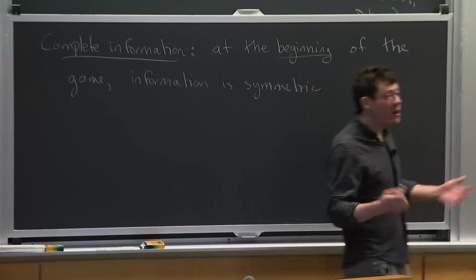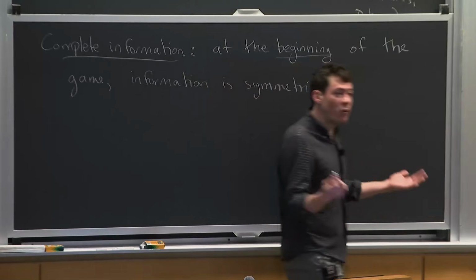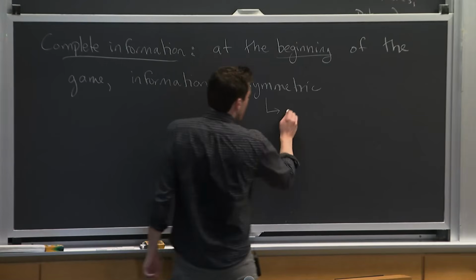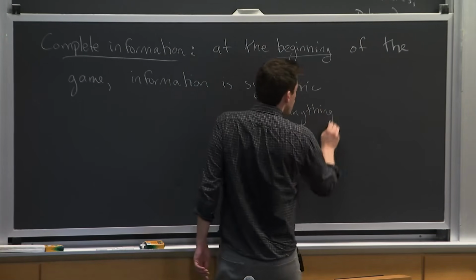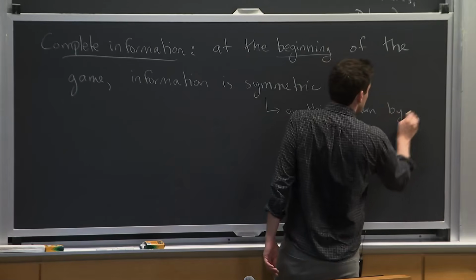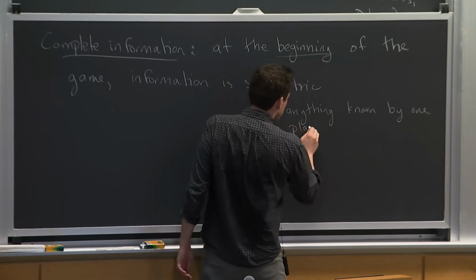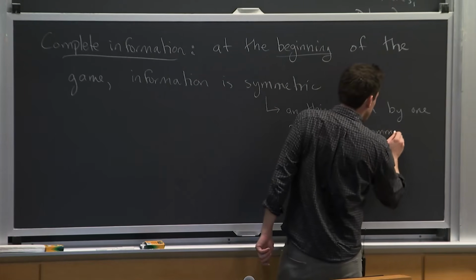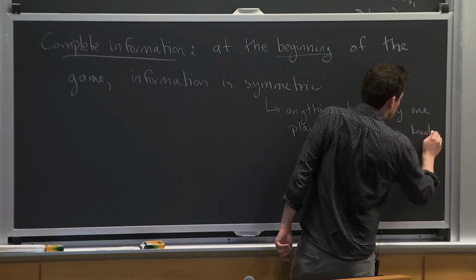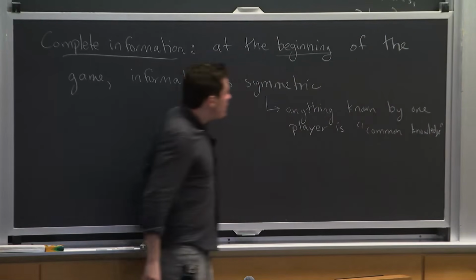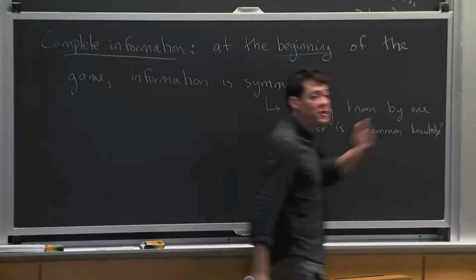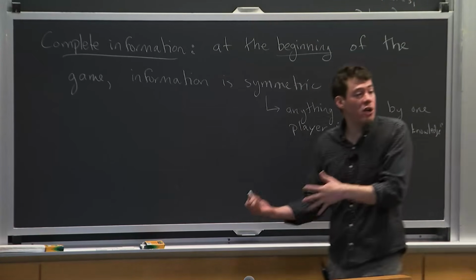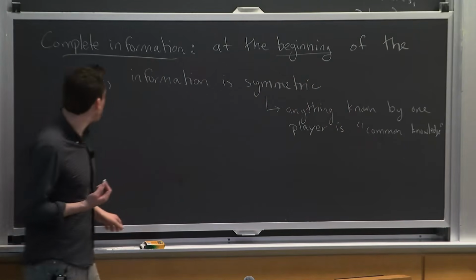No one's been dealt any cards yet. We all understand the rules of the game. We all understand that people want to win as much money as possible. And information is symmetric in the sense that anything known by one player is known by all players. And maybe if I want to be more precise, I'll say is common knowledge. This doesn't mean we know everything, right? When we sit down at the poker table, we don't know what hand we're going to be dealt in the future. But none of us know that. There's no information that one player knows that other players just don't know at the beginning of the game.